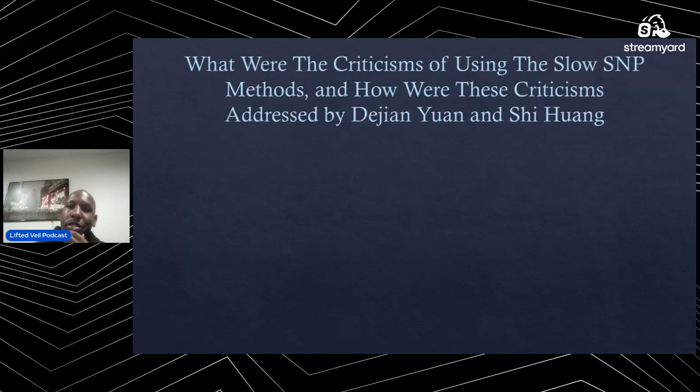What were the criticisms of using the slow SNP methods, and how were these criticisms addressed by Dijon Wan and Shi Wang?